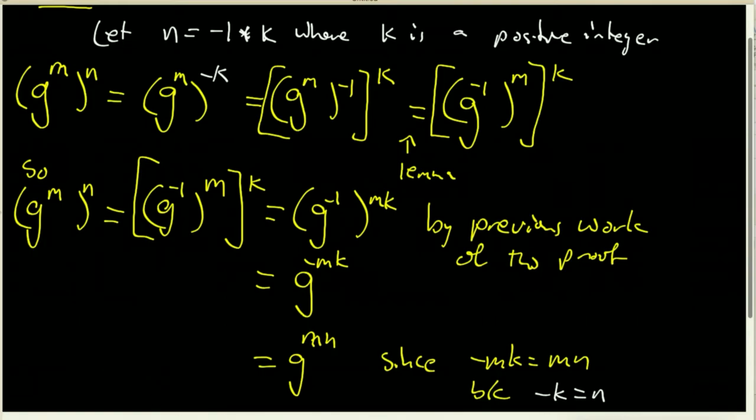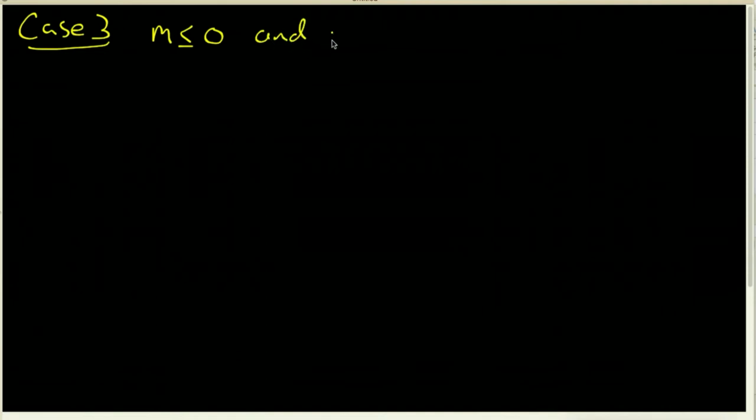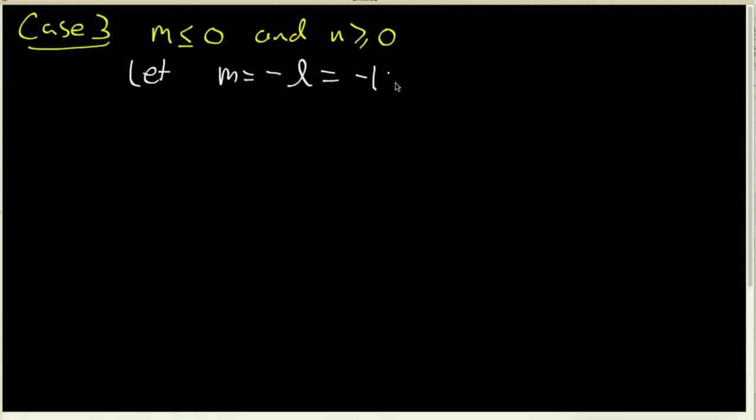Well, let's now look at case 3. Case 3, we're going to let m be less than or equal to 0 and n be bigger than or equal to 0. And as before, I want to be able to sort out those minus signs very carefully, so I am going to let m be equal to minus L, or minus 1 times L, where L is a positive integer.